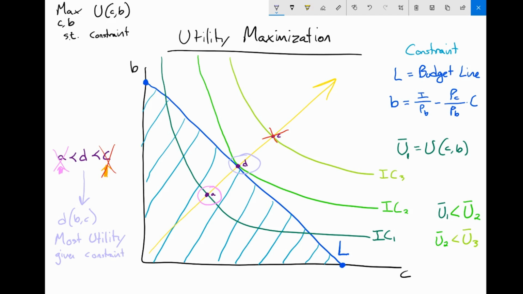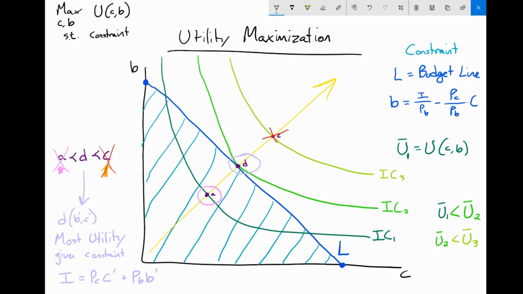At bundle D, let's just give this a prime. At bundle D, income will be equal to, that means they're going to spend all of their money on bagels and coffee. So bundle D gives them the most utility they're able to achieve given their budget constraint, and they end up spending all of their money. So they maximize their utility by choosing bundle D.